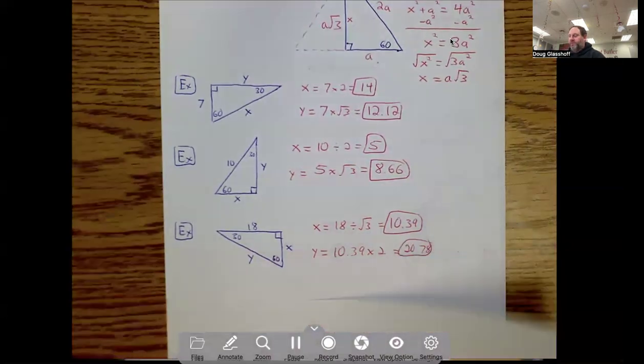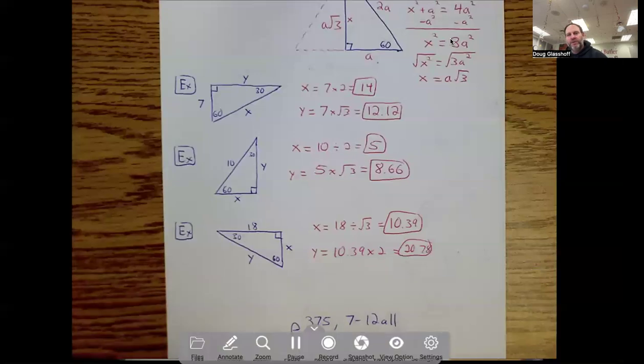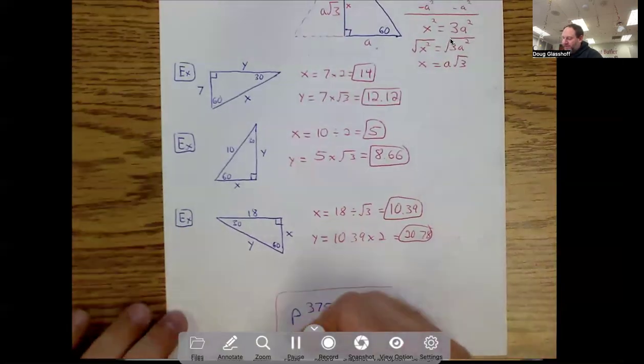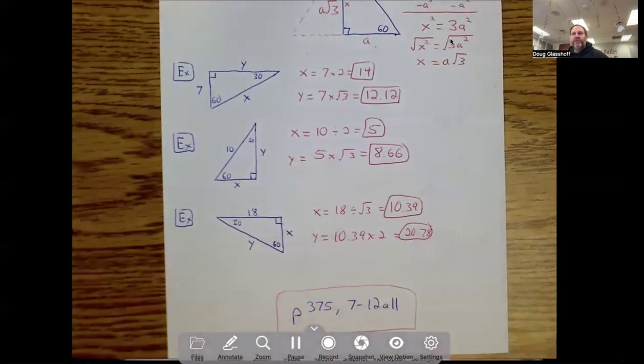All right, so those are special right triangles. Again, you can do them very quickly. You just have to remember the rules as you do that. To practice these, you're looking at page 375, 7 through 12 all.